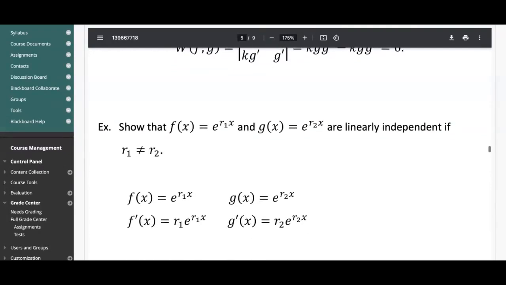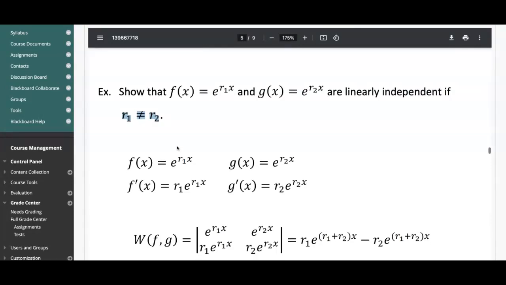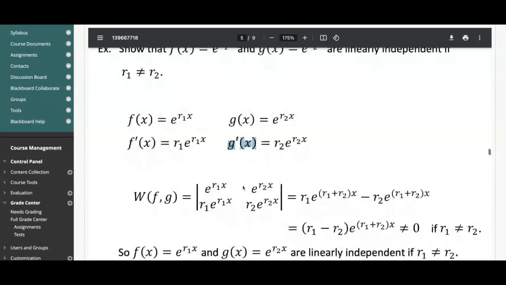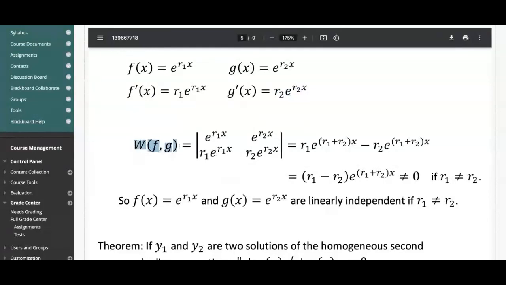Let's see an example. So f is defined as e to the r1x. g is defined as e to the r2x. And we want to show those are linearly independent if r1 is not equal to r2. If r1 equals r2, those two functions will be the same, right? They will be not linearly independent. So we find the derivative of f, that will be r1 e to the r1x, derivative of g, r2 e to the r2x.